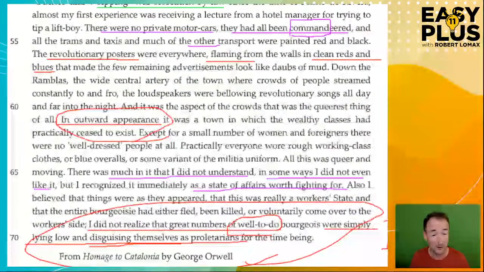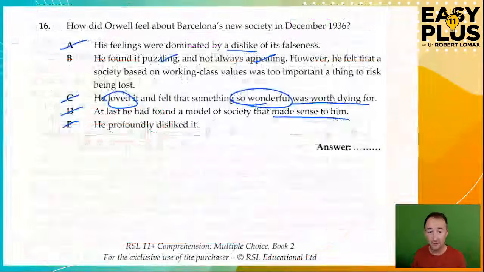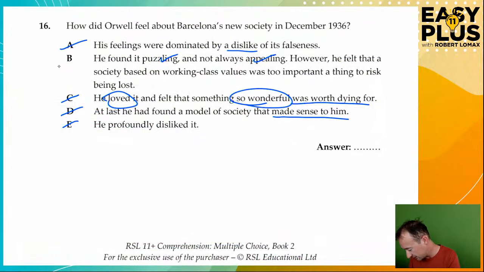Okay, this is very wordy, deliberately to make it a bit hard, but he recognised it immediately as a state of affairs worth fighting for. In other words, too important a thing to risk being lost. And he goes on to say, I believe that this was really a workers' state. So, in other words, a society based on working class values. So B is the answer.